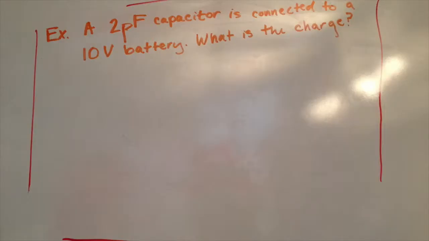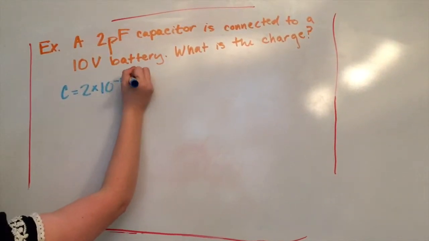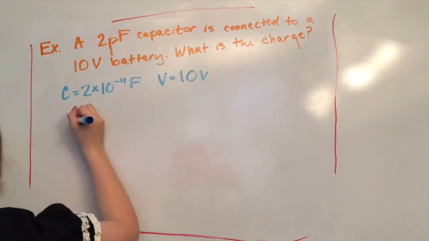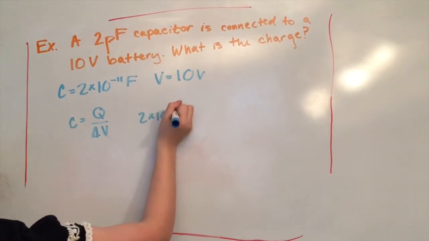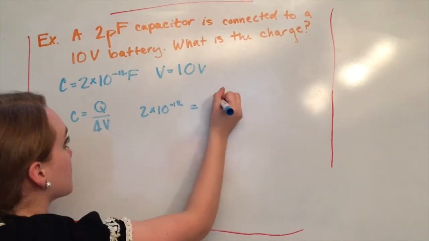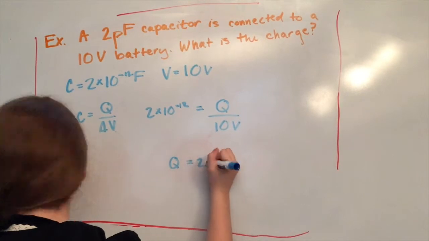Here's an example problem. If a 2 picofarad capacitor is connected to a 10-volt battery, what is the charge? Let's start out by writing what we know. Next, we'll write the formula, then plug in the values given in the problem. If 2 times 10 to the negative 12 equals charge over 10, then the charge of the capacitor is 2 times 10 to the negative 11 coulombs.